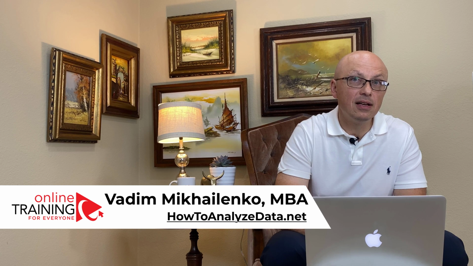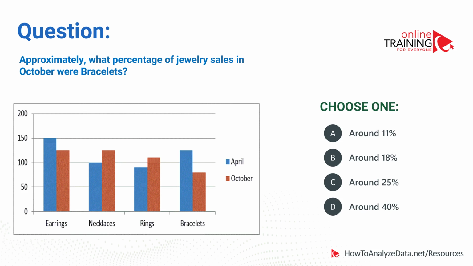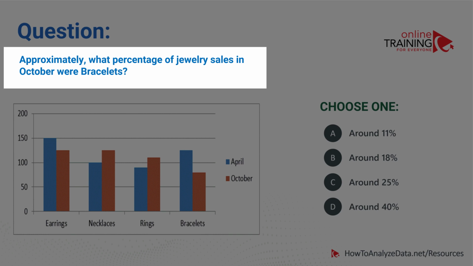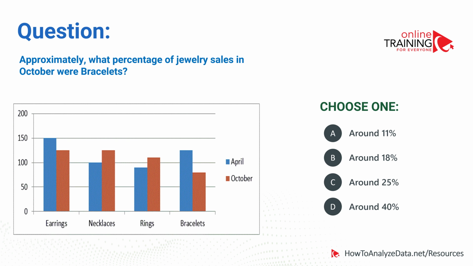There are a lot of different companies that conduct employment assessment tests. One of them is SHL. In this video, I will share with you how to pass the SHL assessment test. Approximately what percentage of jewelry sales in October were bracelets? And there are 4 choices: around 11%, around 18%, around 25%, or around 40%. Do you think you know the answer?